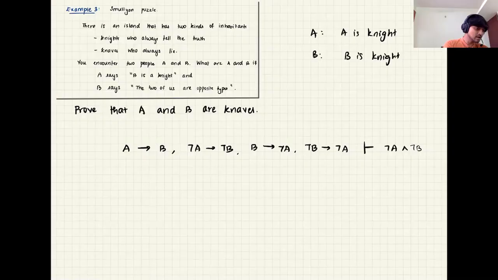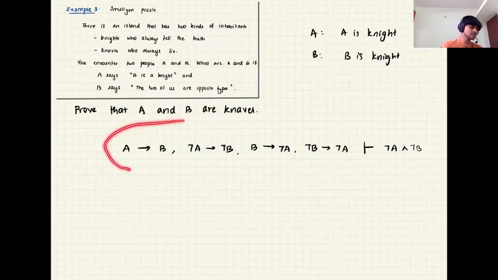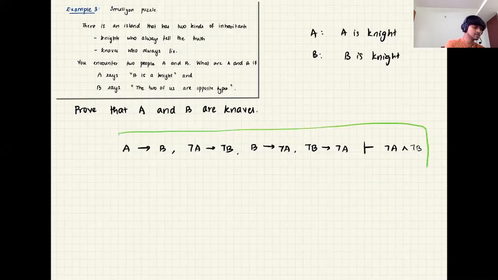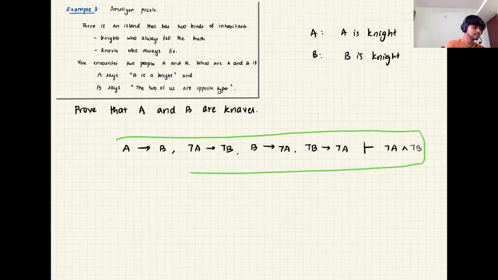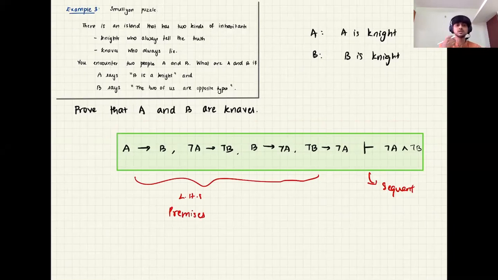Fine. So now, a sequent is the whole expression. This entire thing is called the sequent. The LHS side is called premises. Each element in the LHS is called a premise. And whatever is on the right hand side is the conclusion.